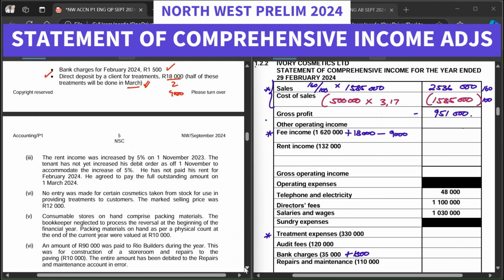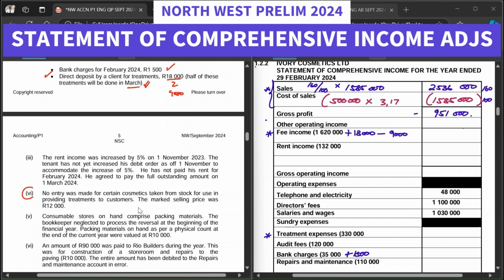That one was an interesting adjustment that I thought you should really look into as well. Okay, and another adjustment, which is a very interesting adjustment as well, is adjustment number 6 here, which says, no entry was made for certain cosmetics taken from the stock for use in providing treatments to customers.